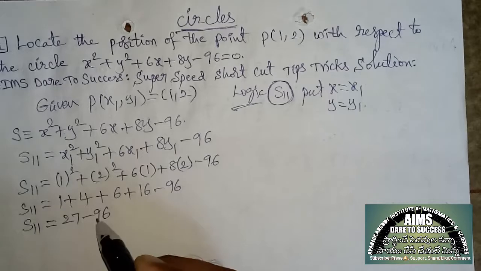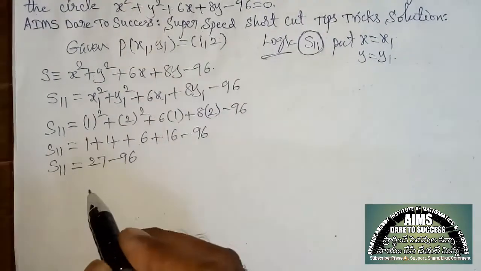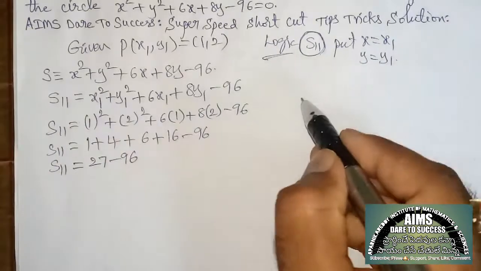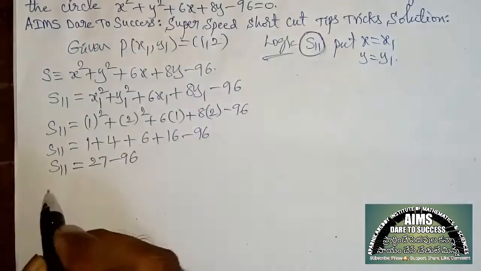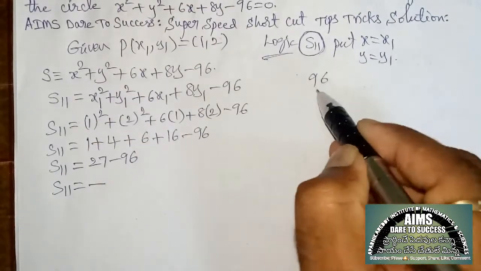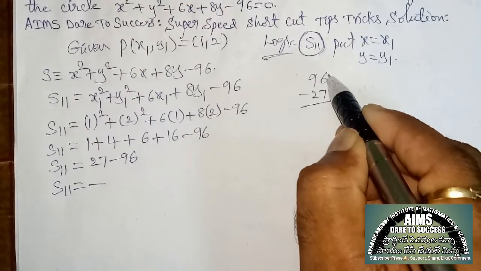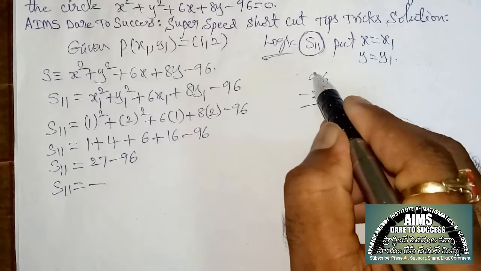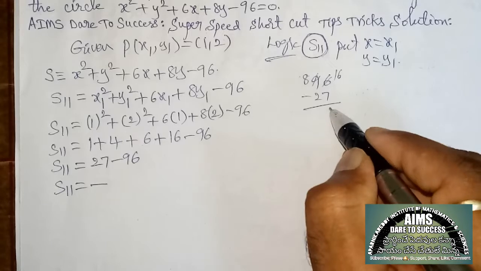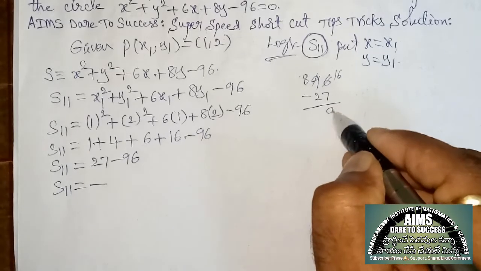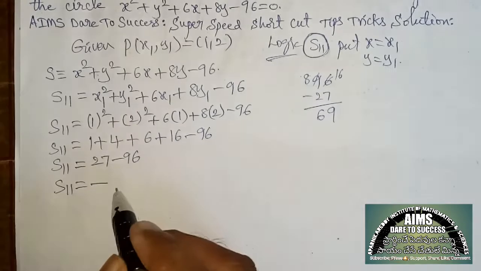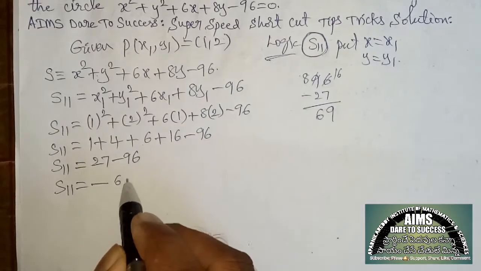So next we want to find small value minus big value, so the sign is negative. So we find 96 minus 27. 6 minus 7 is not possible, so borrowing, 16 minus 7 is 9, 8 minus 2 is 6. So 27 minus 96 is minus 69.